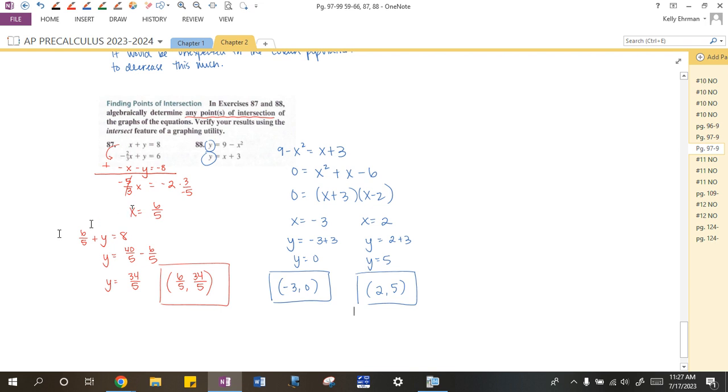Okay, and one last thing about this. 87 was the intersection of two lines, so I should have just one answer at the most. 88 was the intersection of a parabola and a line, so not that I have to have two answers, but it makes sense that I could get two answers because a parabola and a line could intersect like that.